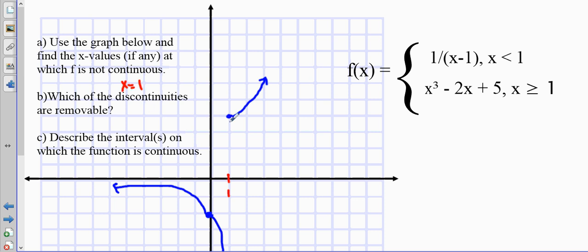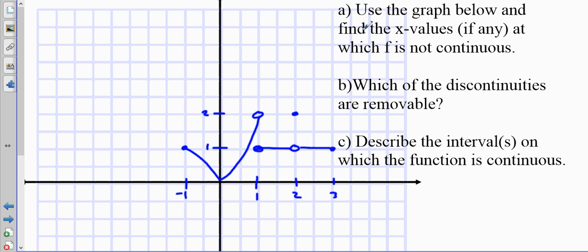Which of the discontinuities is removable? Well, there is no removable discontinuity because there are no holes. The limit right here at 1 is vertical. Now describe the interval on which the function is continuous. We would say this is continuous from negative infinity, open interval, to 1, and then we would do a union because there's a big gap here, and then from 1 going to infinity. So negative infinity to 1 and 1 to infinity would be the interval where this function is continuous. It's very similar to domain.